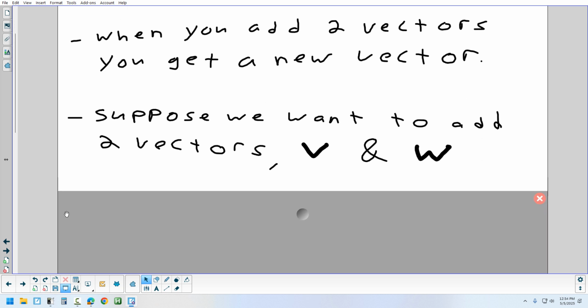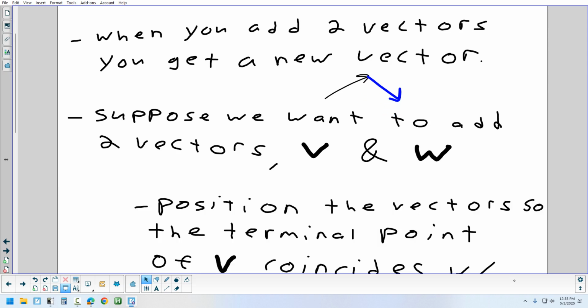So let's say you want to add two vectors, v and w. Just to show you one more time before I write it up. Here's one. Here's the second. If you want to add those two vectors together, you line them up just like that. You position them so the end of one lines up with the beginning of the other. This is the end of the black one, and that's the start of the blue one. Line them up just like that.